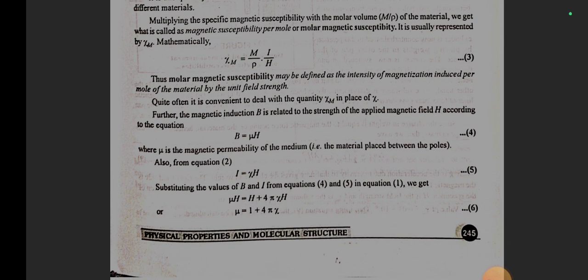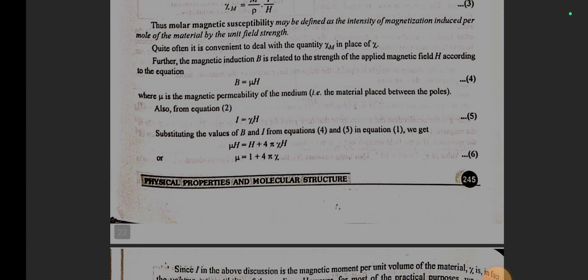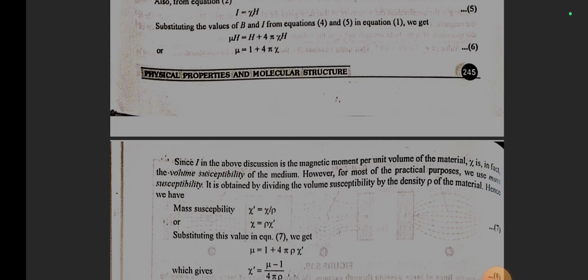The molar magnetic susceptibility may be defined as the intensity of magnetization induced per mole of the material by the unit field strength. Quite often it is convenient to deal with the quantity χm in place of χ. Further, the magnetic induction B is related to the strength of applied magnetic field H according to the equation B = μH, where μ is the magnetic permeability of the medium, that is I = χH. Substituting the values of B and I from the equations, we get μH = H + 4πχH. So μ = 1 + 4πχ.